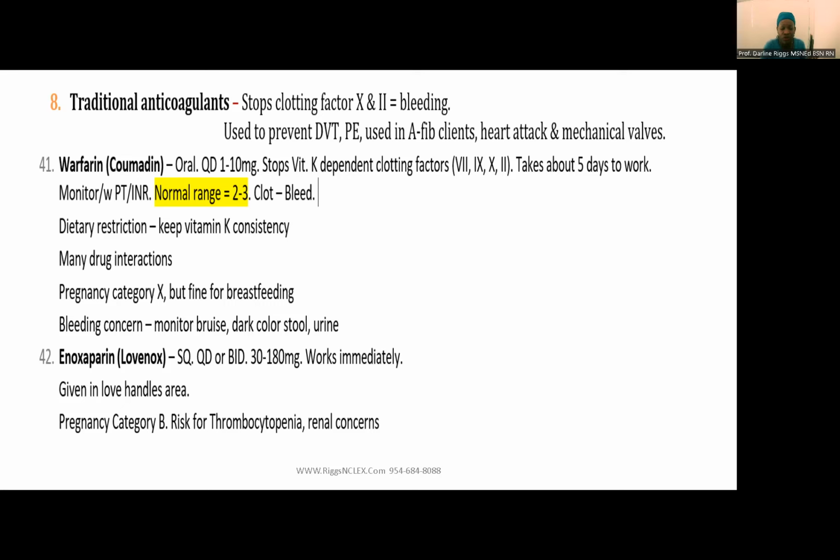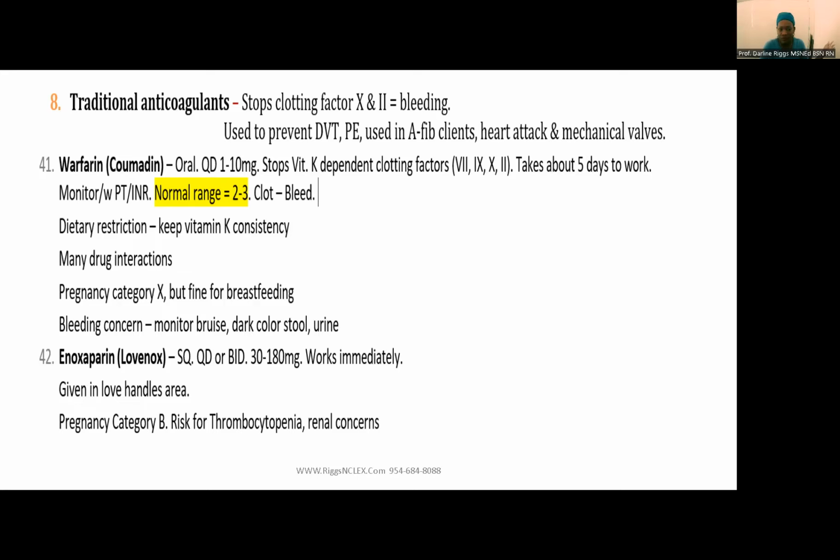The normal INR is 2 to 3. We talked about putting the client on fall precaution because of the bleeding. We talked about your antidote, staying away from green leafy veggies or not consuming excess amounts of it, keeping the same diet where your INR was within 2 to 3.